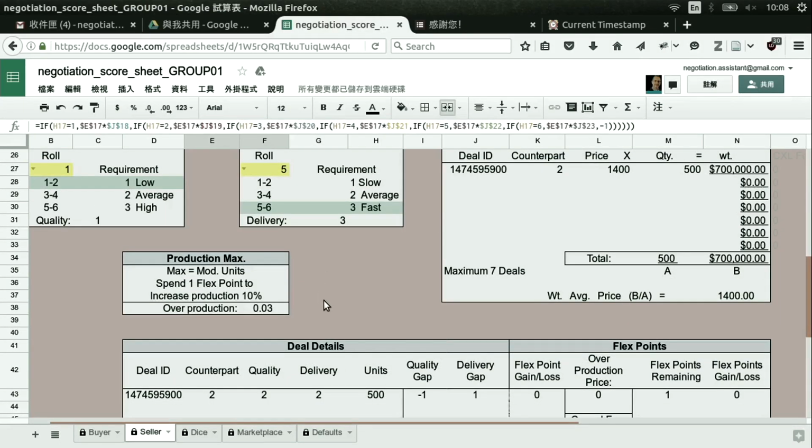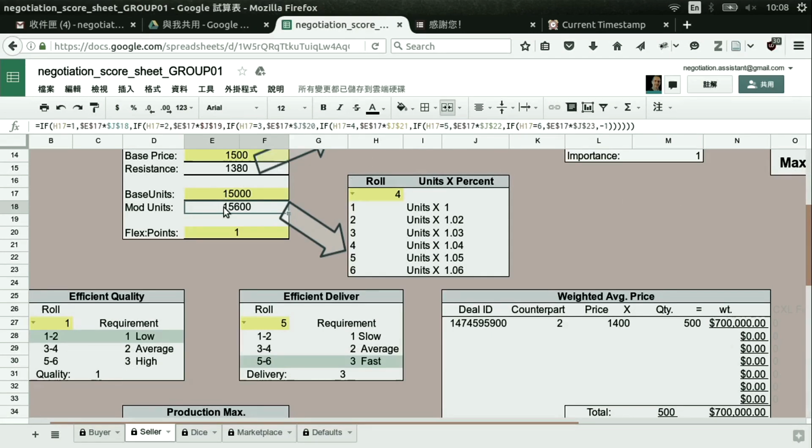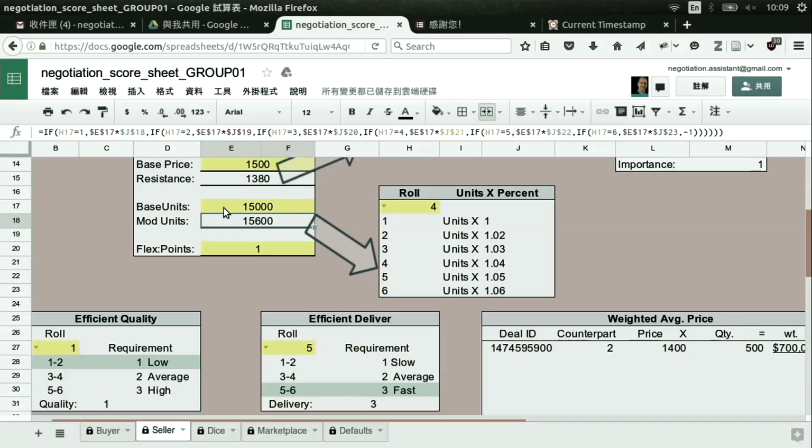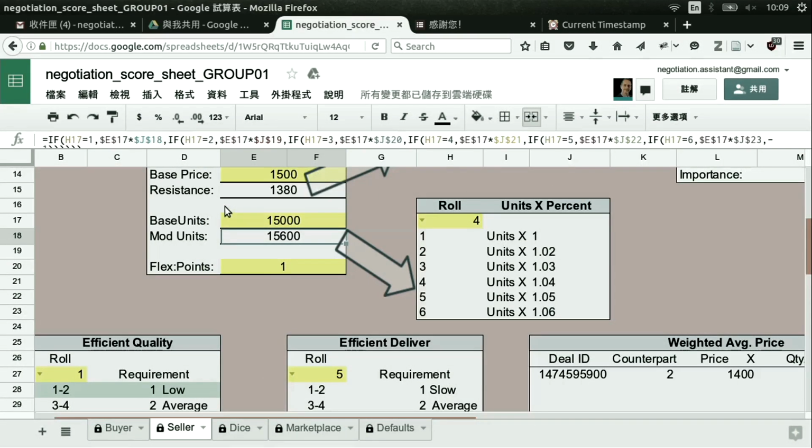Production maximum, that means what's the maximum you can produce? Okay, the maximum is equal to the mod units. And where's the mod units? Right up here. 15,600. Let me zoom in a little bit, get a better picture of that, right? There we go.